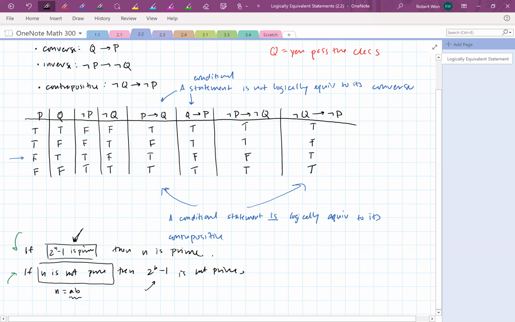So a very common technique for the rest of your lives is, if you're trying to prove a conditional statement, sometimes the contrapositive will lend itself more easily to proving. Okay. So many proofs will start with something like, we wish to prove if P then Q, it suffices to prove the contrapositive. So suppose not Q, and then eventually you conclude not P. Okay.